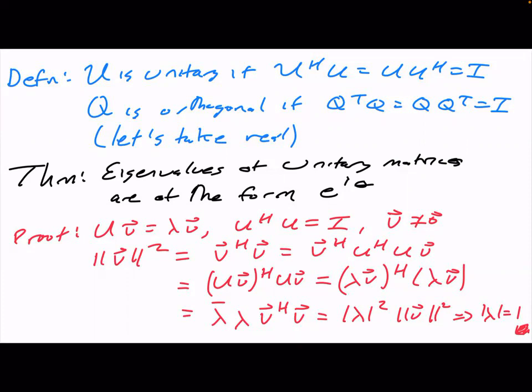Well, since V is non-zero, its length squared is not zero, so I can divide. So I get lambda bar lambda, or the absolute value of lambda squared, equals 1. That means I have a number of absolute value 1. If I have a number of absolute value 1, I can write it as e to the i theta. So the eigenvalues of unitary matrices can be represented by a real parameter. So they lie on the unit circle, and you can talk about the spacings between eigenvalues.